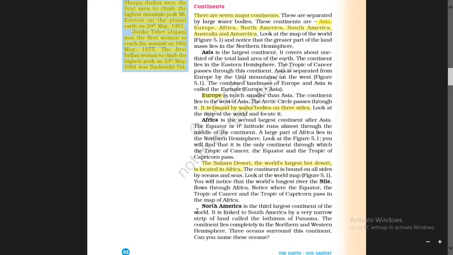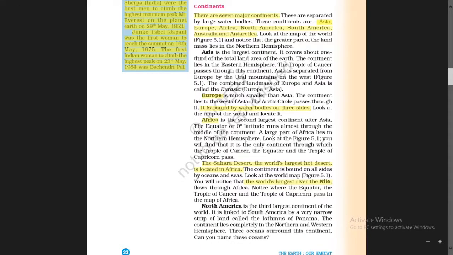Apart from this, you have to know the continent. This continent, Africa, is bound on all sides by oceans and seas. In the map, you will notice that the world's longest river, the Nile, is the longest river in the world. If anybody asks, you have to say the Nile River. Mark this one also, the Nile. It flows through Africa. In which continent does this Nile River flow? You have to say Africa.